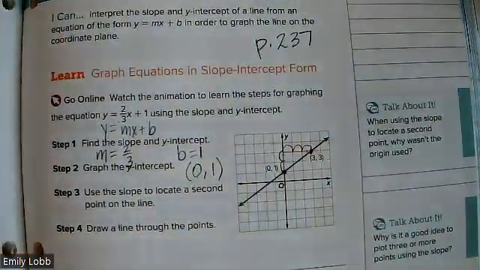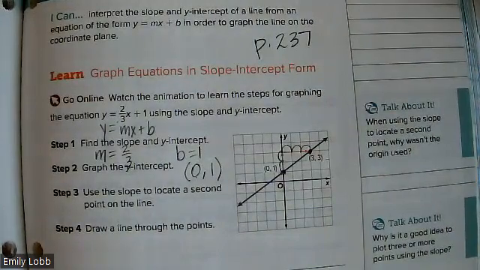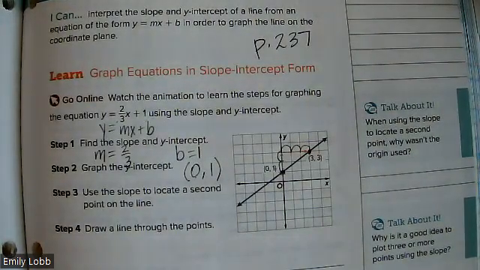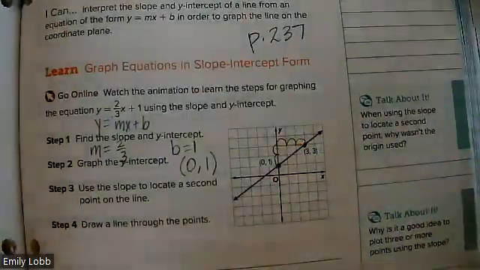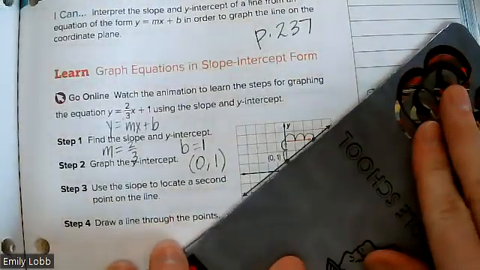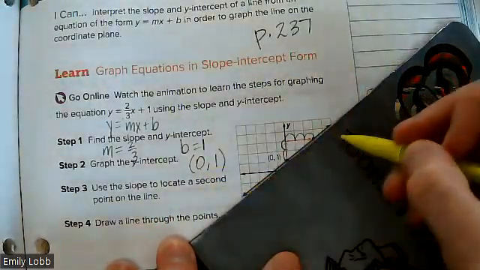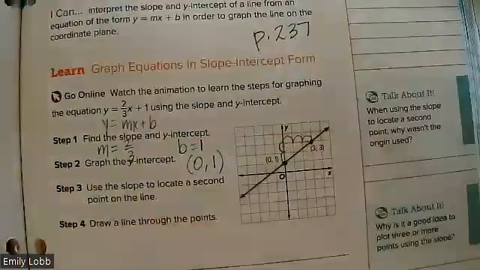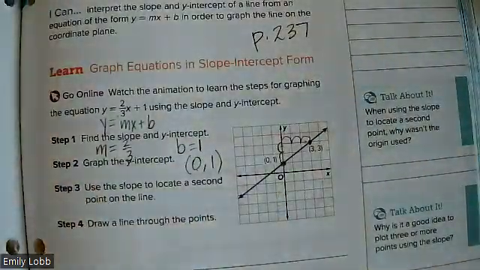Now, anytime we have 2 points, we can draw a line. So we would take a straight edge, whether it's your planner or a ruler, and you would connect these 2 points and draw your line. Okay? That's what they're showing you here.